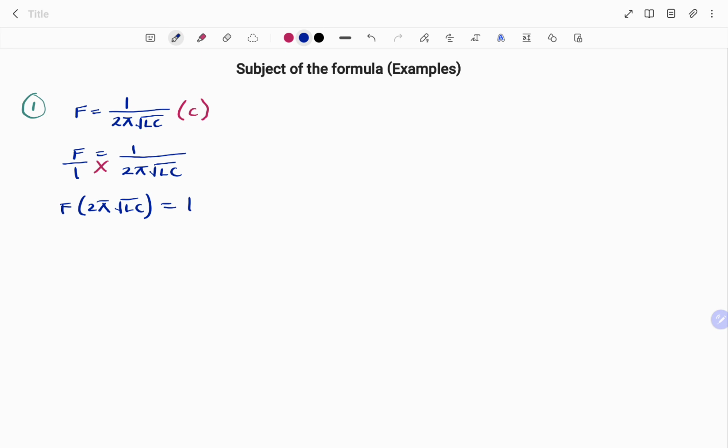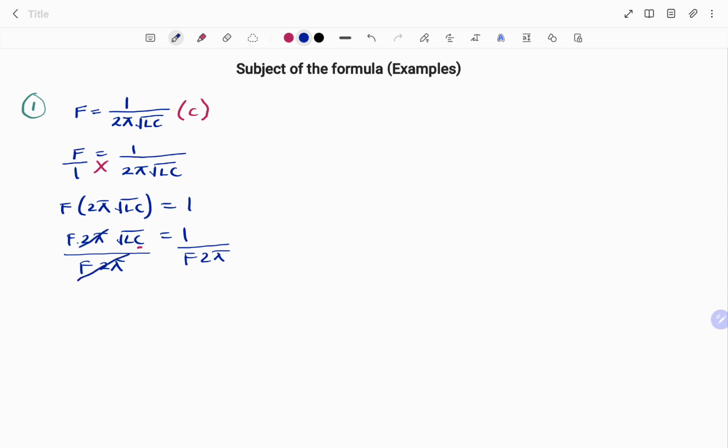If we expand the bracket first, we have f times 2 pi times square root of LC equals 1. Because we are trying to make C the subject of the formula, we have to take every variable or number to the other side. Let's start with 2 pi and f. We are going to divide both sides by f 2 pi, or 2 pi f. Remember, whatever you do on the left hand side, you do on the right hand side.